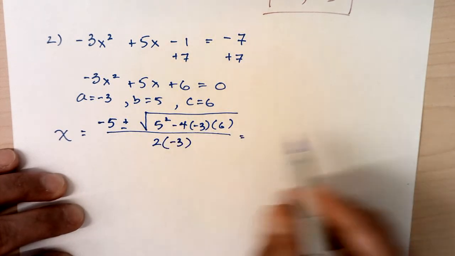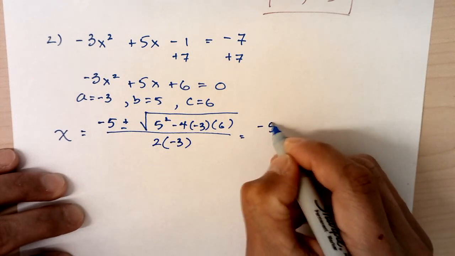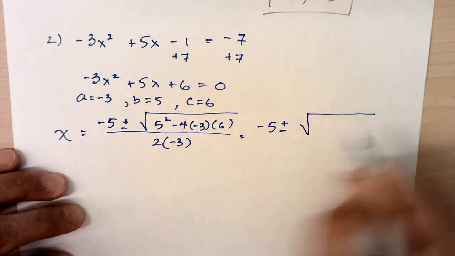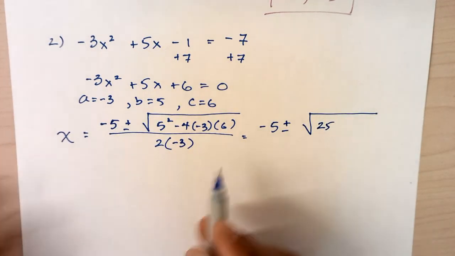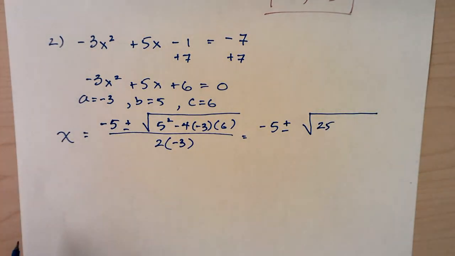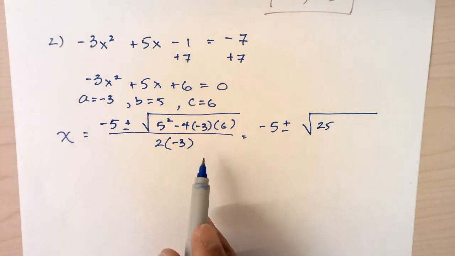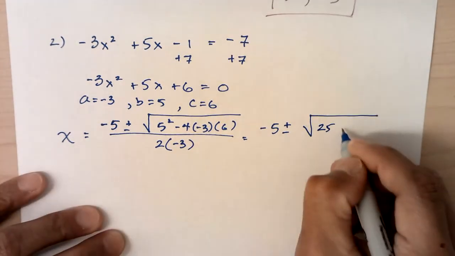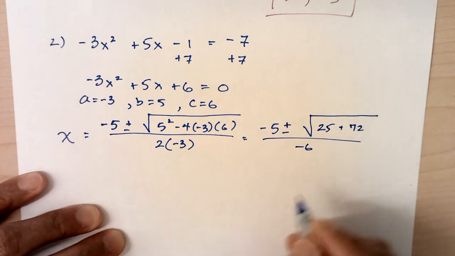Okay, now we need to evaluate everything underneath the radical. So it's -5 plus or minus the square root of 5 squared is 25. -4 times -3 is +12. And then 12 times 6, 72. And it's plus 72 because it's a -4 times a -3. As I mentioned, that's +12. And then +12 times 6 is 72. All over 2 times -3 is -6.